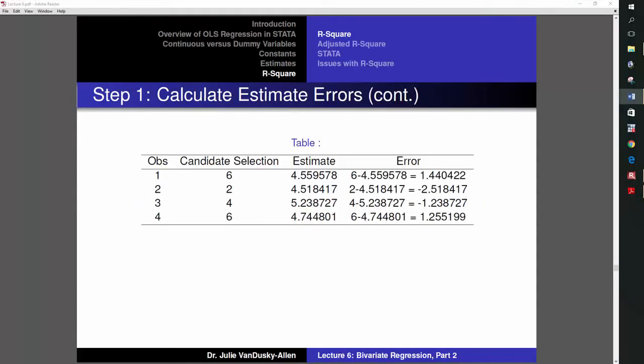So for the first observation, the actual value of candidate selection was 6. The estimate was 4.559578. So 6 minus 4.559578 is 1.440422. For the second observation, the actual value of candidate selection was 2. The estimate was 4.518417. So 2 minus 4.518417 is negative 2.518417. You would continue to do this for each observation. Recall that I had 987 observations in this data set.